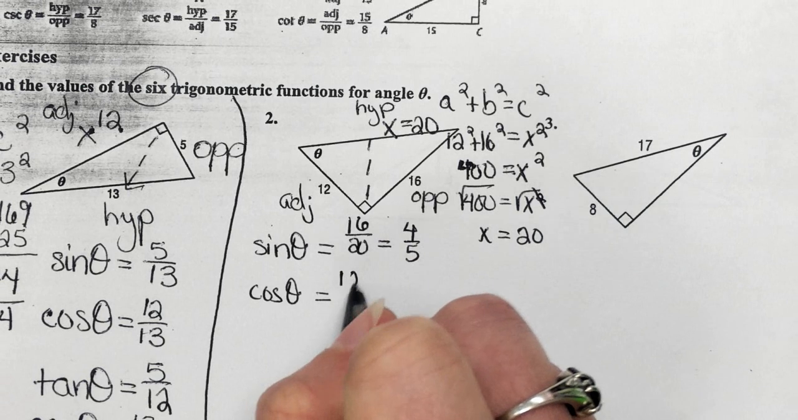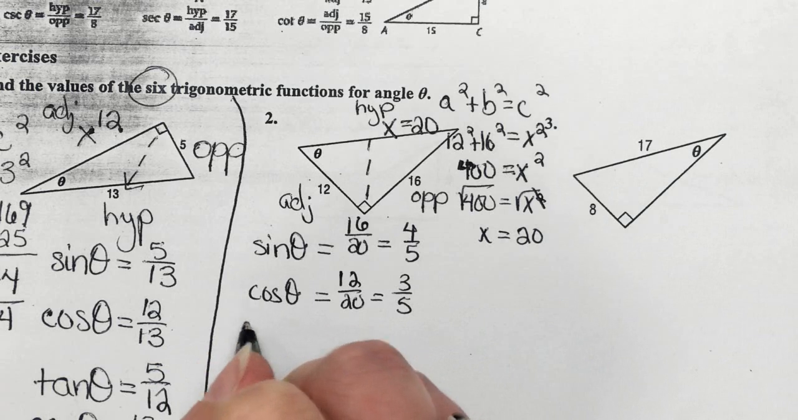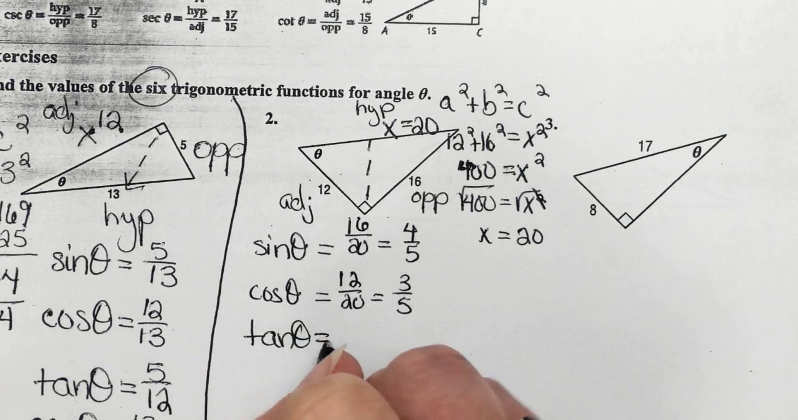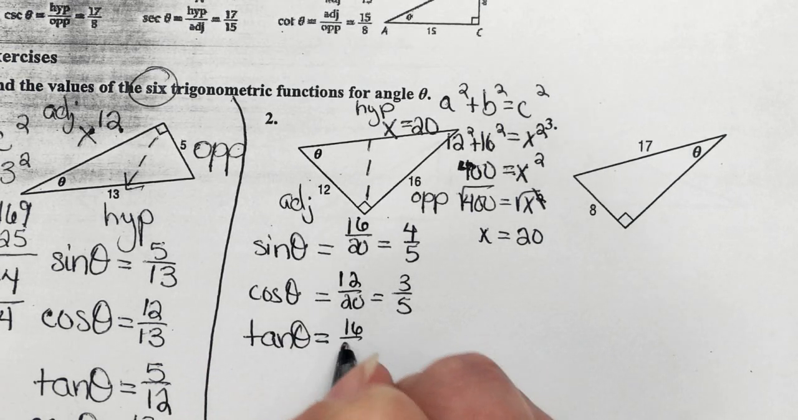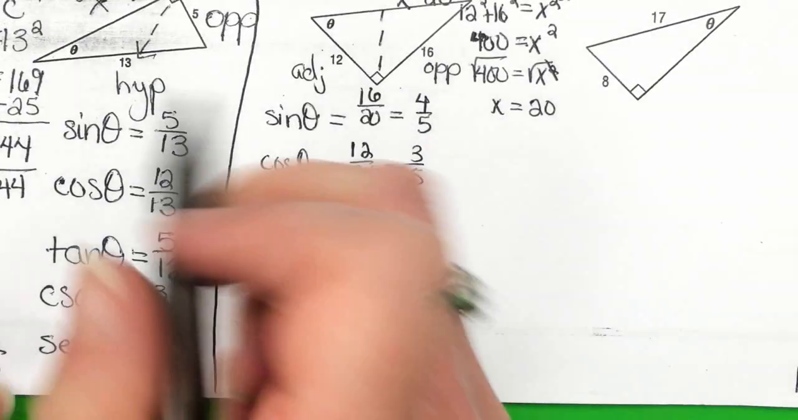12 over 20 and 3 5. Very good. Those both reduce by 3 again, so that'd be by 4 again. All right, what about tangent? 16 over 12 and 12 3. Very good job. All right, so once you reduce them, then you can just go ahead and find the opposite.